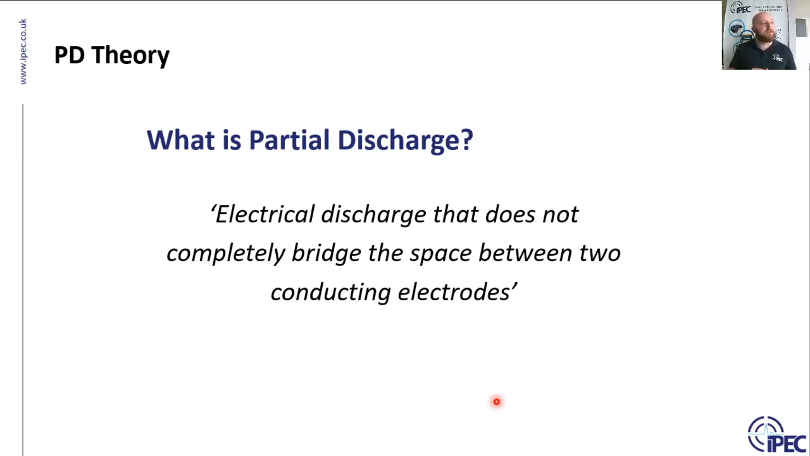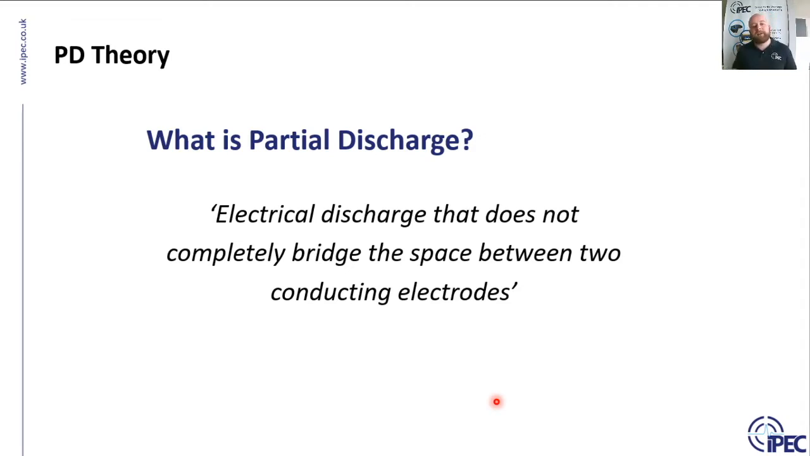I don't want to go into partial discharge theory too much, and in fact in future sessions I may do some very detailed and dedicated partial discharge theory sessions. However, what I wanted to do is give a brief overview of partial discharge. There is a wealth of knowledge out there, and equally if anyone's got any questions afterwards, feel free to ask.